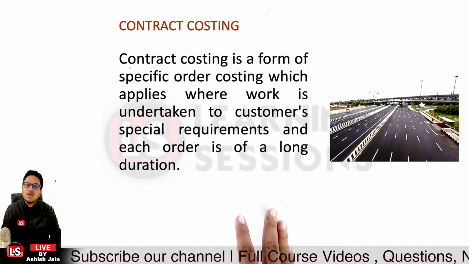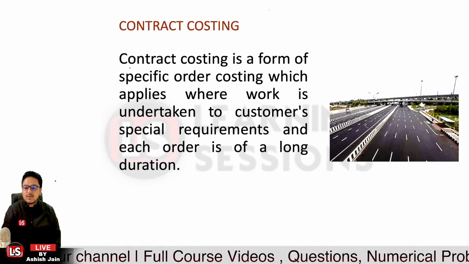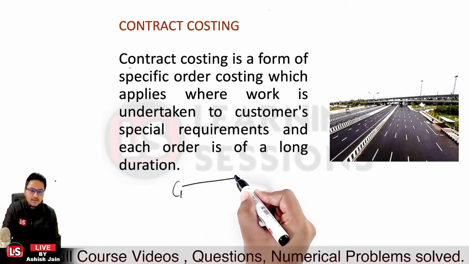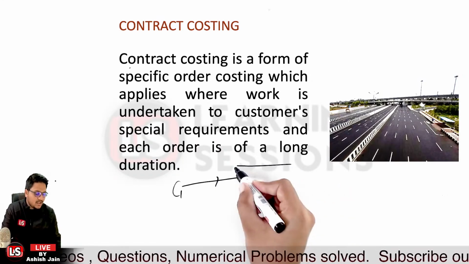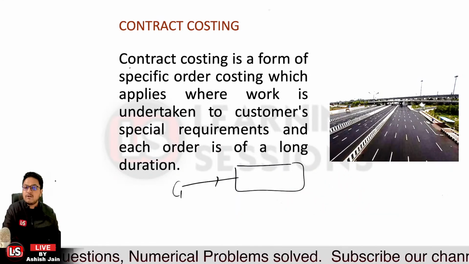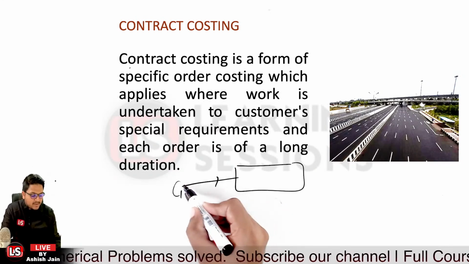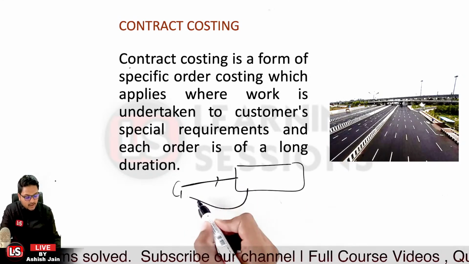It's related to a longer duration period. Let's suppose we have a contractor C1 who has a tender with the government to build the road infrastructure. He is to build the highway. He has filled the tender with the government, and the project was allotted to him.